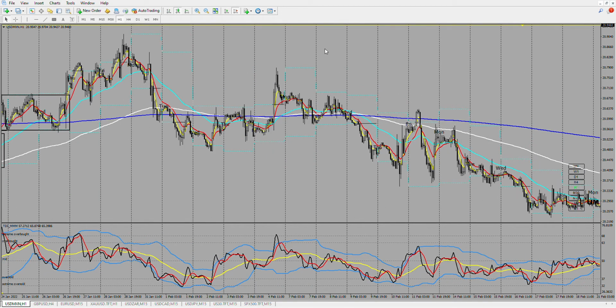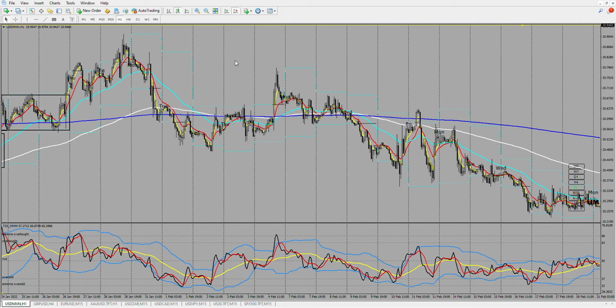I'll start with this pair, which is USDMXN. It's an exotic pair. So when we look at USDMXN, when we give an analysis on it, the directional bias will just be the same as for USD ZAR, because USD ZAR is also an exotic pair. So when we give an analysis on USDMXN or on USD ZAR, you just look for an entry on the other pair.